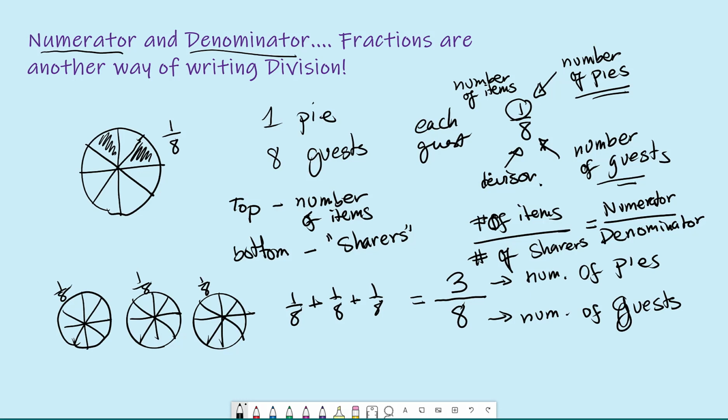And this is true in general. So now if someone tells you we have a certain number of pies and a certain number of guests, and each guest will get 3/8 of a pie, if you know that there are 8 guests, well, then you can guess that there are 3 pies, because we have 8 guests here on the bottom, and on the top we have the number of items that we want to divide among the guests.